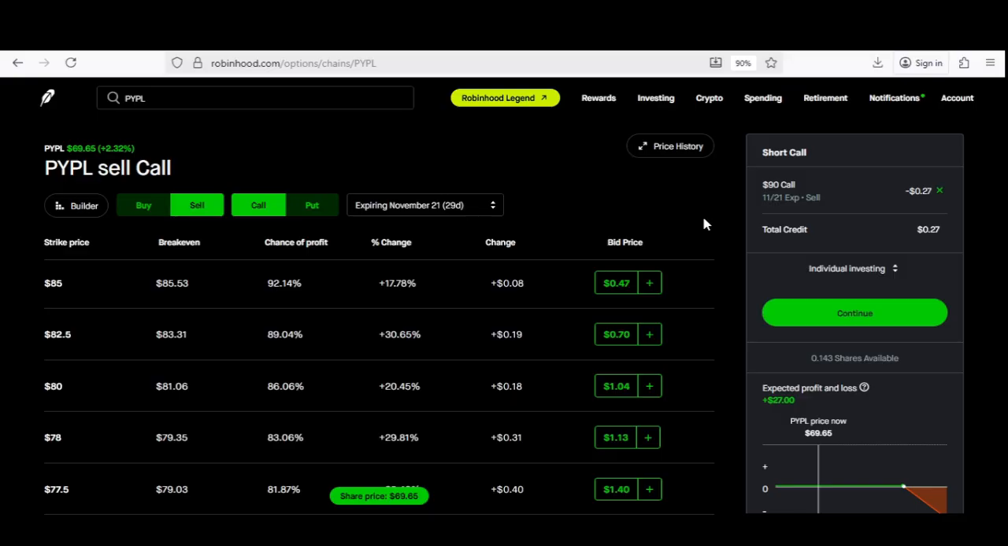So full disclosure, I do have both of these options strategies working right now. I am DCAing in PayPal, and I also do have a Leaps option in my portfolio. I'll make a further video later on to show you how this is going, probably a couple months from now.